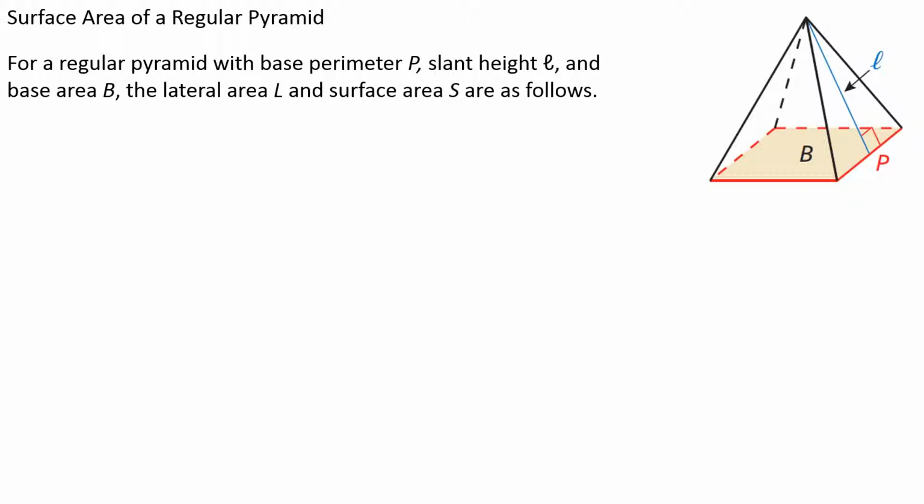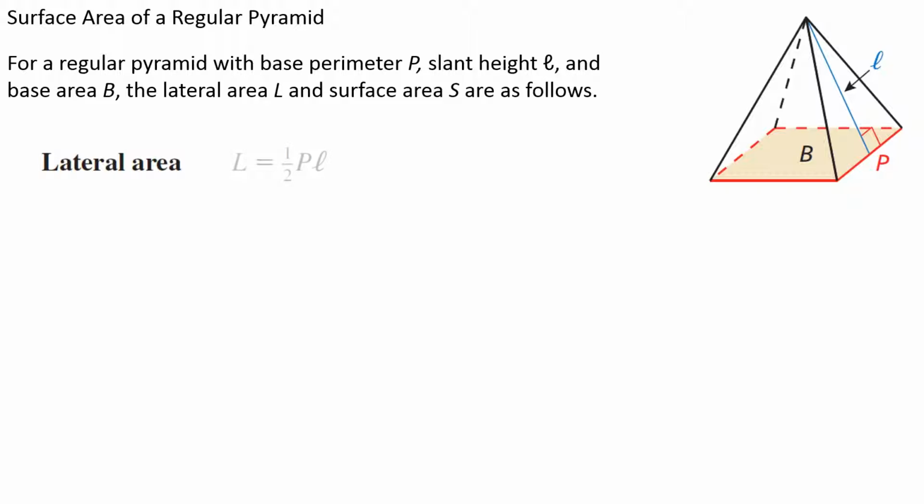All right, surprise, surprise, it's still going to be lateral area plus the base, right? It won't be plus 2 bases, there's only 1 base. So it's going to be lateral area plus the base. We're going to have to find the area of the base. We're going to have to find the perimeter of the base. And we're going to need to know the slant height.